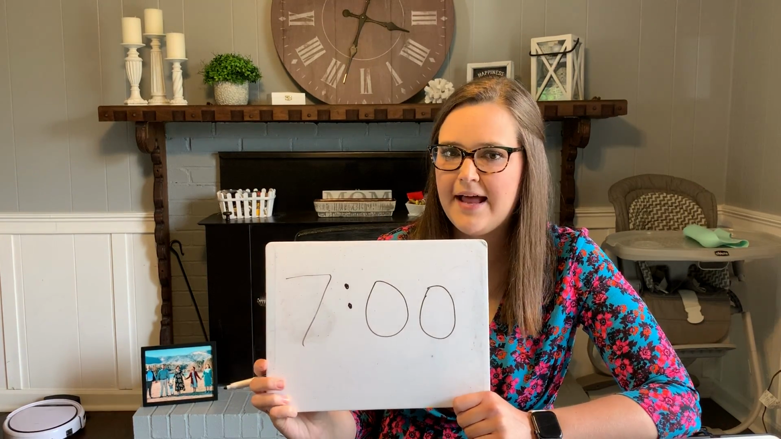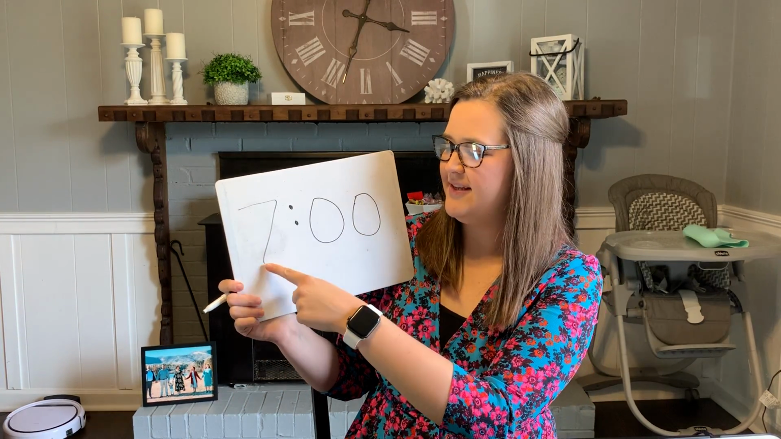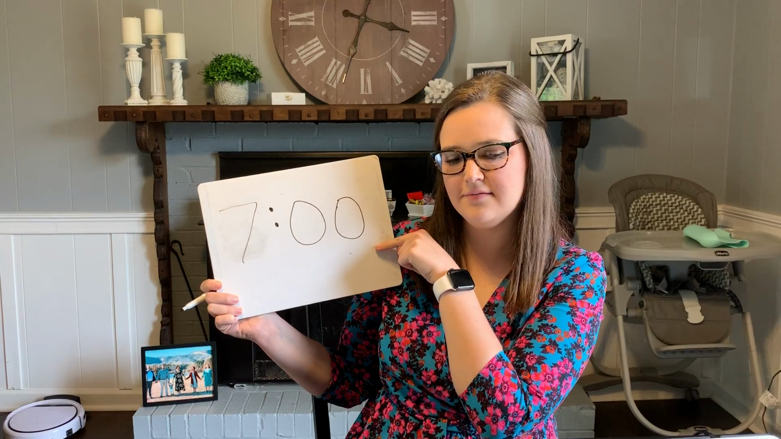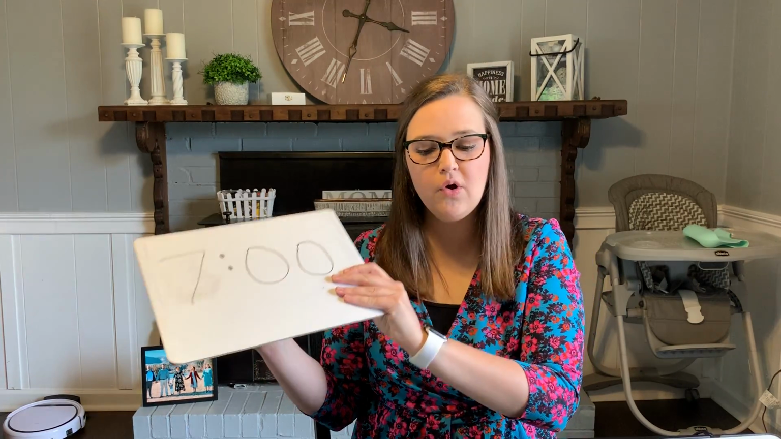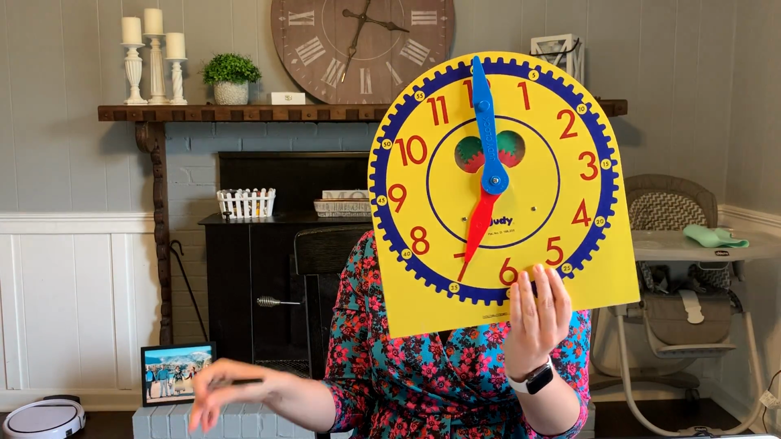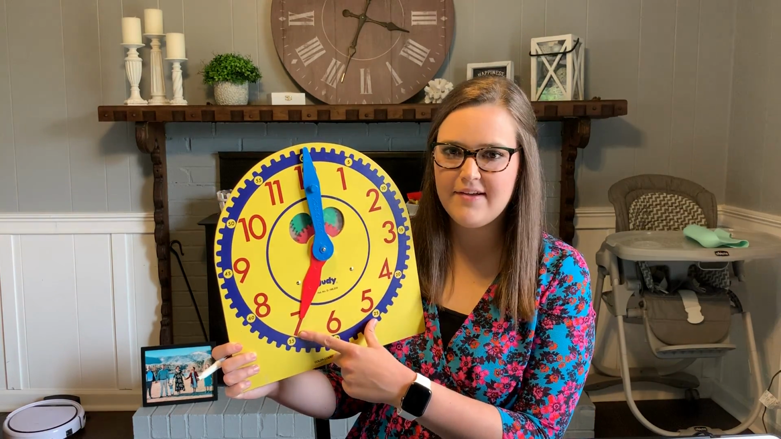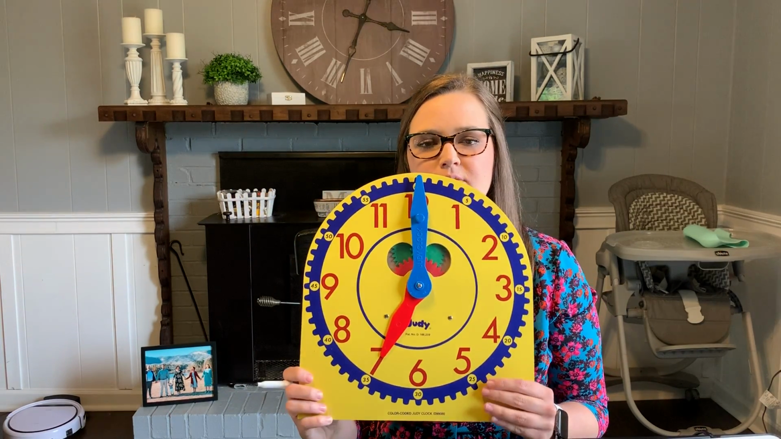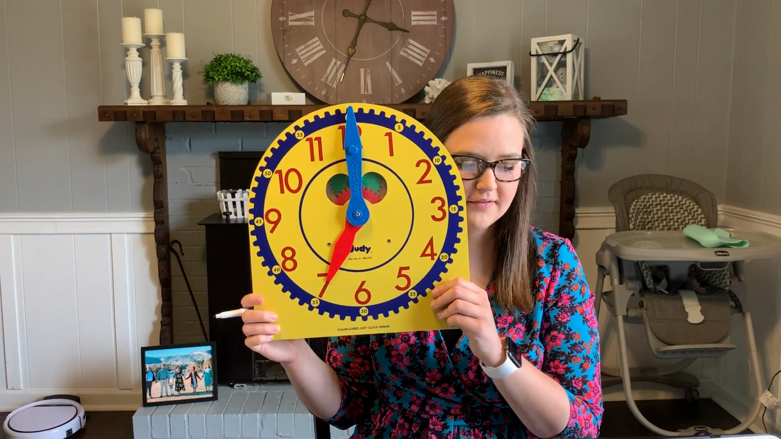Can anybody tell me what time this shows? 7 o'clock. All right, 7 o'clock. So what your clock should look like is this right here. You have your hour hand on the 7, your minute hand on the 12. This is what your clock should look like. 7 o'clock.